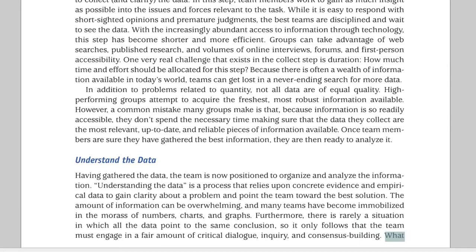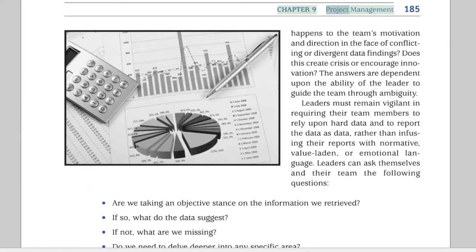What happens to the team's motivation and direction in the face of conflicting or divergent data findings? Does this create crisis or encourage innovation? The answers are dependent upon the ability of the leader to guide the team through ambiguity.